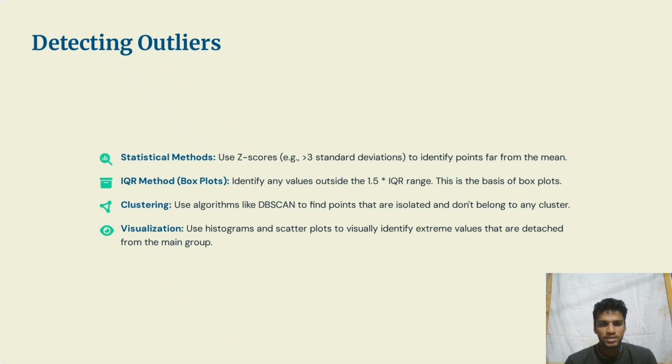Detecting outliers. Statistical methods: use Z-score, for example 3 standard deviations, to identify points far from the mean. IQR method: identify any value outside the 1.5 times IQR range. This is the basis of box plots. Clustering: use algorithms like DBSCAN to find points that are isolated and don't belong to any cluster. Visualization: use histograms and scatter plots to visually identify extreme values that are detached from the main group.